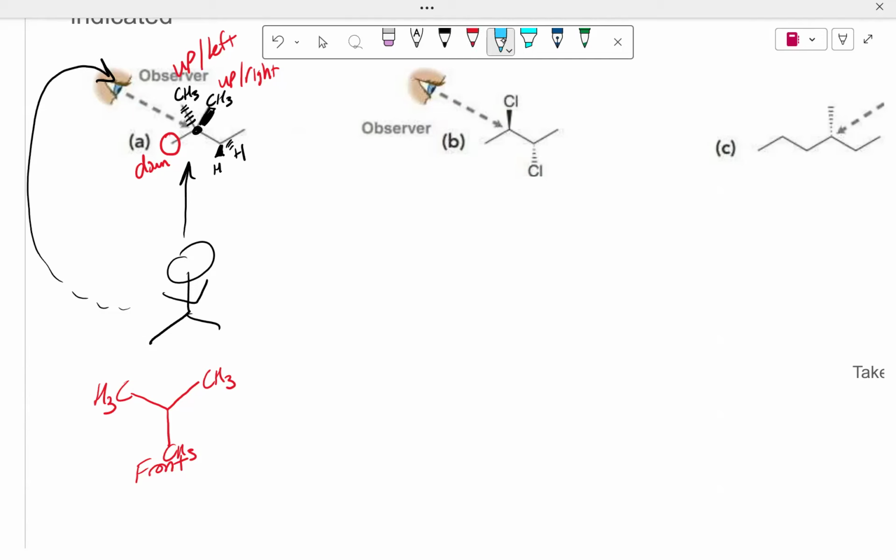Now I'm going to do that same exercise for the rear carbon. I'll mark it in blue. So for the rear carbon, start with a circle. That's the carbon. That's our symbol that represents that carbon. And I have a CH3. This guy is going up.